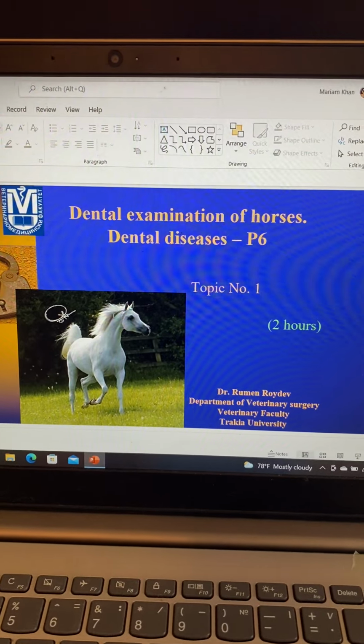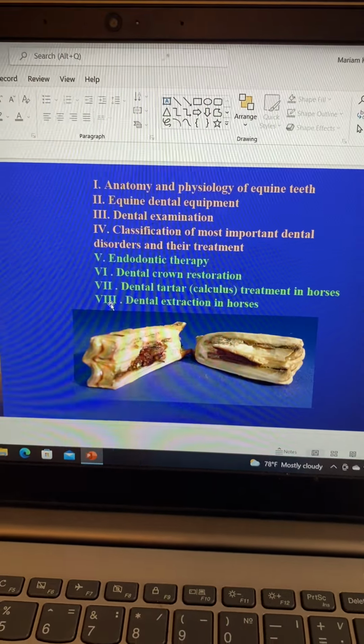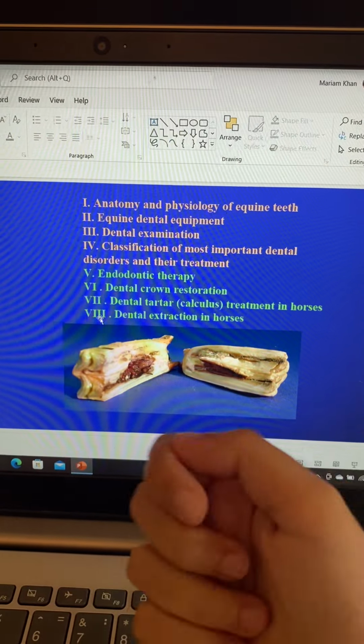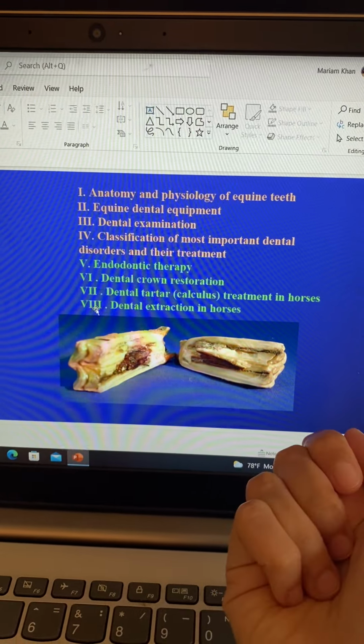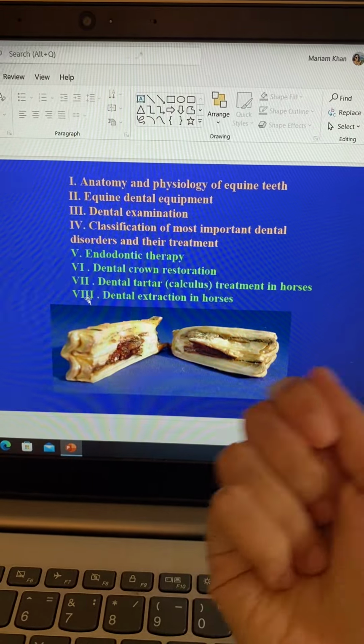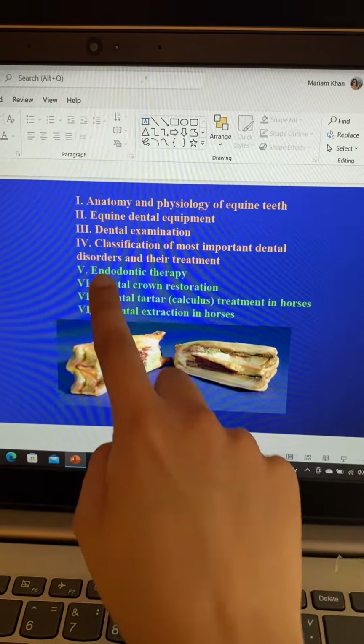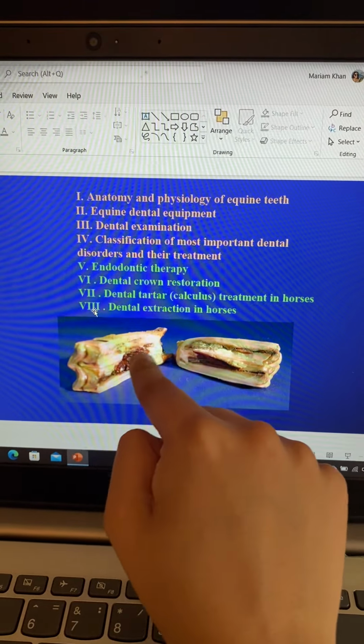Okay, now we're going to do dental examination and maybe some dental diseases along the way. So we'll look at anatomy of the teeth, the equipment we use, how we examine the teeth, classifying different dental disorders and their treatment, endodontic therapy. So endo means inside, dontic means teeth, so inside the tooth.